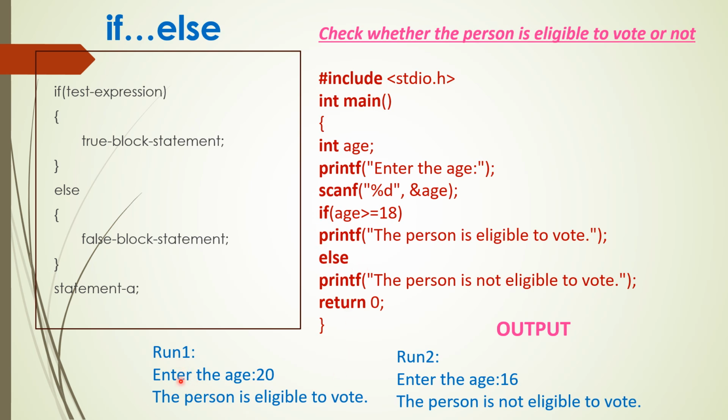Same, I give the age as 20. So the if condition is checked, it is true, so the person is eligible to vote. Next, I give another condition. The second time I run it and I give the age as 16. It checks the if condition. It is false. So it comes out of the if and goes to the else. Automatically it prints the printf that is given there. The else statement says the person is not eligible to vote. So very simple, right?